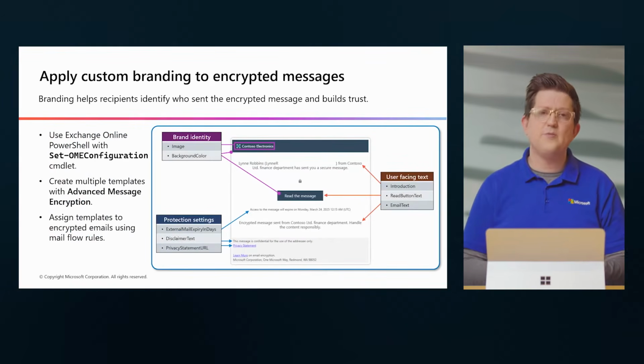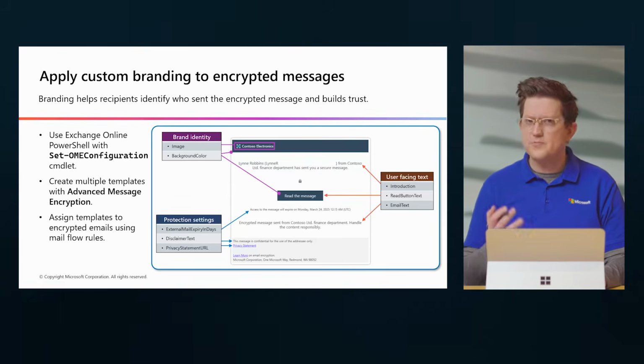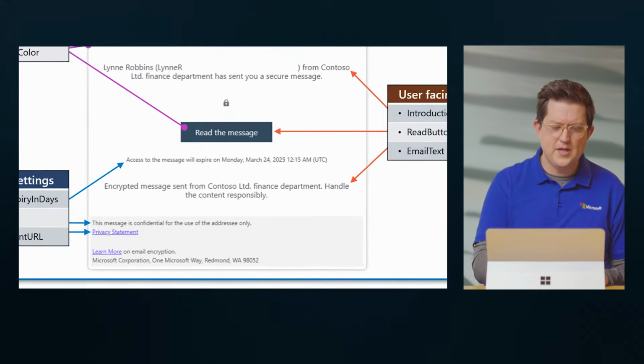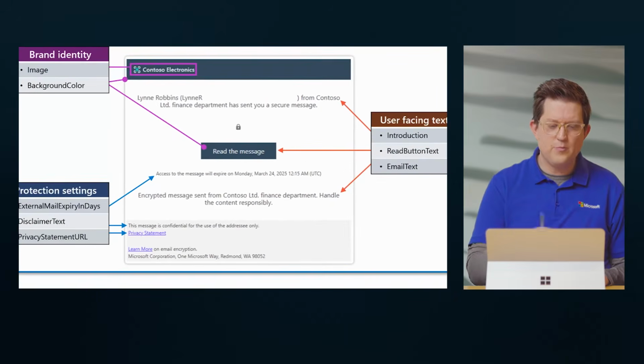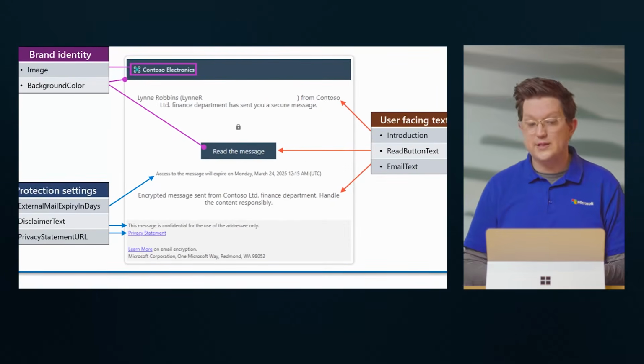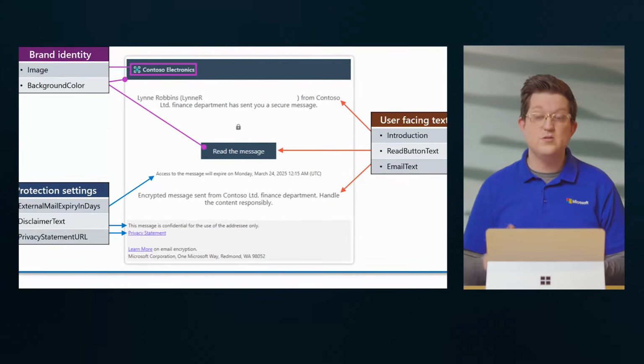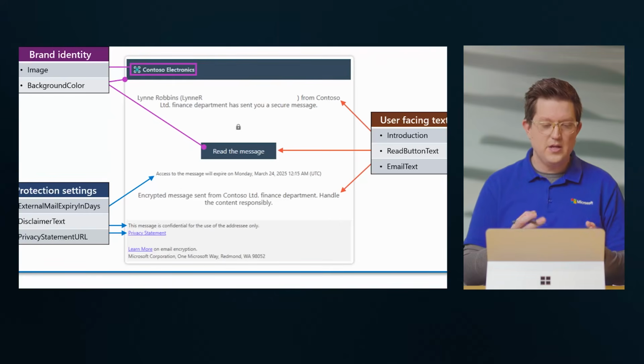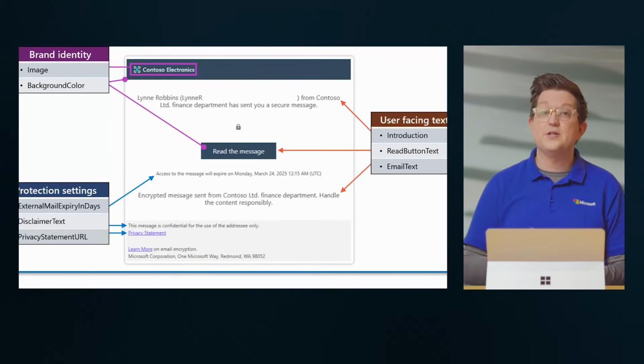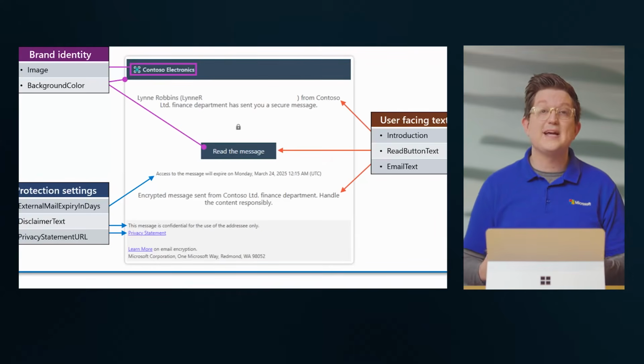Now, I'll show you a bit more of an example of how you can customize it, but this is the sort of example message that you'll receive. If you've never received an encrypted message before, you may not have seen this one. This is an example where we have a message from Lynn that is being sent to someone in the finance department. If you want to read that message, you have to click the button, read the message. Access to this message is available for a certain amount of time, and we can put that in place. Most of this can be configured.